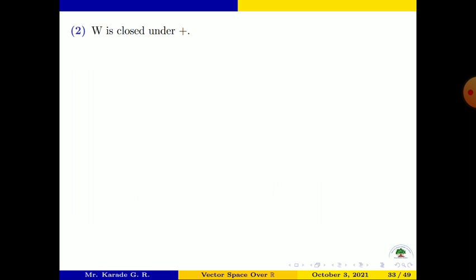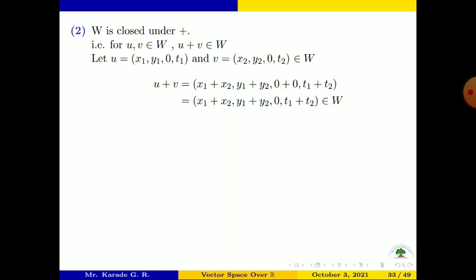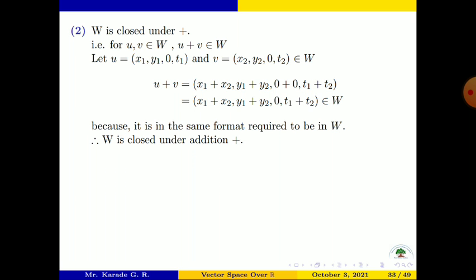Now we prove that W is closed under addition. So let us take any two elements of W, U and V, and we show that U plus V is also in W. Let U equal (x1, y1, 0, t1) and V equal (x2, y2, 0, t2), which are elements of W. Let us take the addition of U and V, adding component-wise, and the resultant is (x1 plus x2, y1 plus y2, 0, t1 plus t2), and this is also a vector in W. Therefore, U plus V is in W because it has the same format required to be in W. Therefore, W is closed under addition.